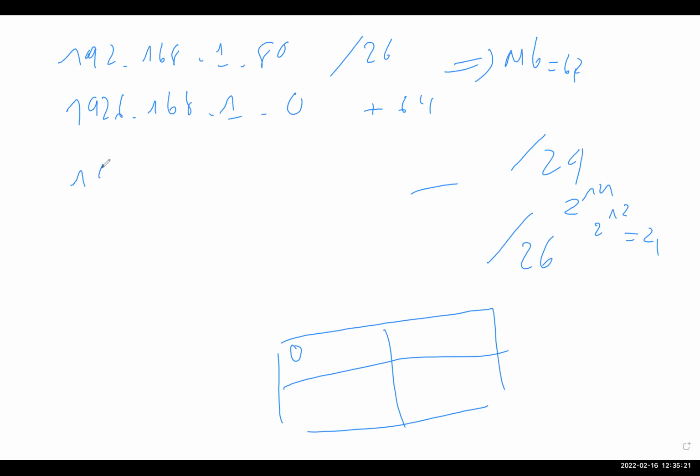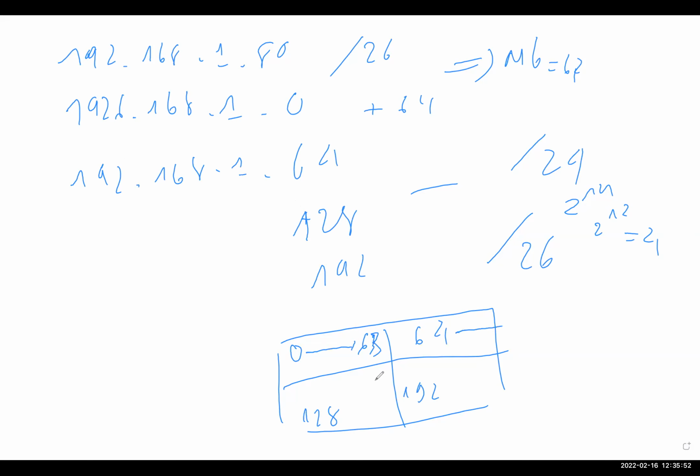So the next one here is 192.168.1.64. That's why you have 64 here. The next one, you add 64, you have 192.168.1.128 here. And the last one, you have 192 here. All right. So see, you break it down into 4 equal subnets. This one here covers everything from 0 to 63. This one covers everything from 64 to 127. This one covers 128 to 191. And this one covers 192 to 255 here.